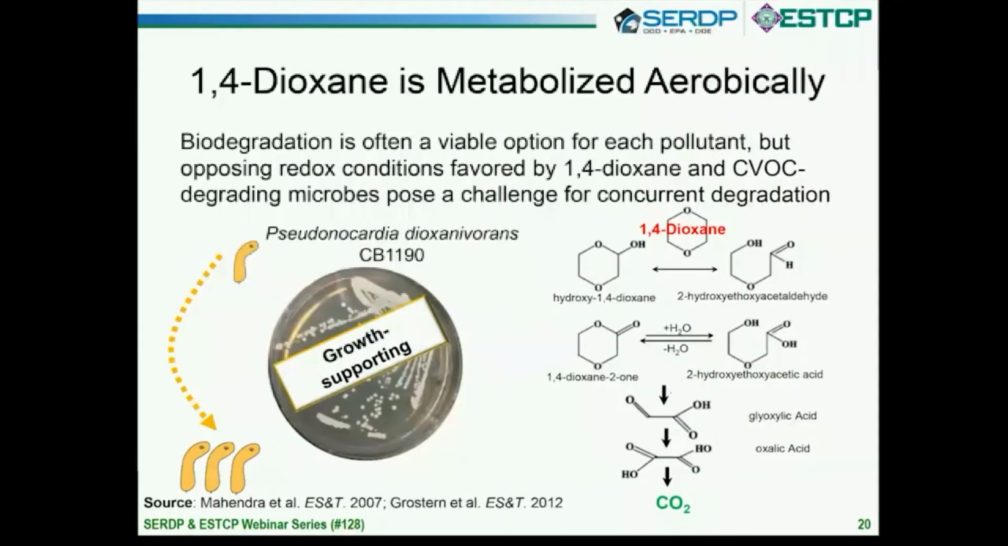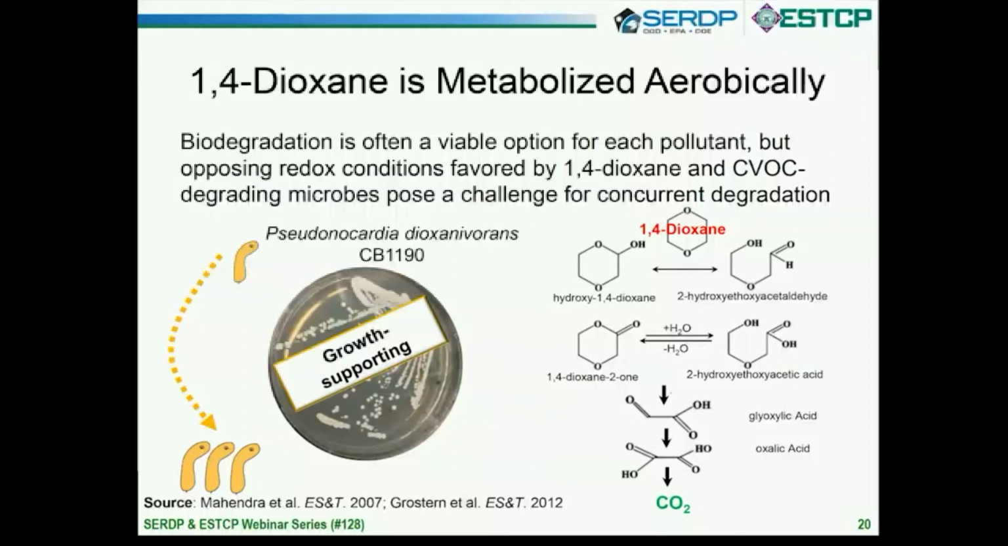Speaking of biological degradation, luckily 1,4-dioxane can be biodegraded by bacteria that can use it, dioxane, as their sole source of carbon and energy. So they can grow on it as food. One such microbe that I worked with for 15-some years is Pseudonocardia dioxanivorans strain CB1190. The really cool thing about this organism is that we start with 1,4-dioxane and it's completely mineralized to CO2 relatively rapidly, and importantly, without accumulation of toxic intermediates.